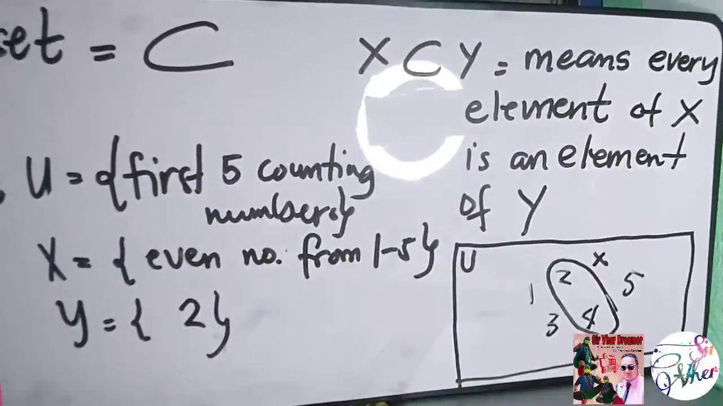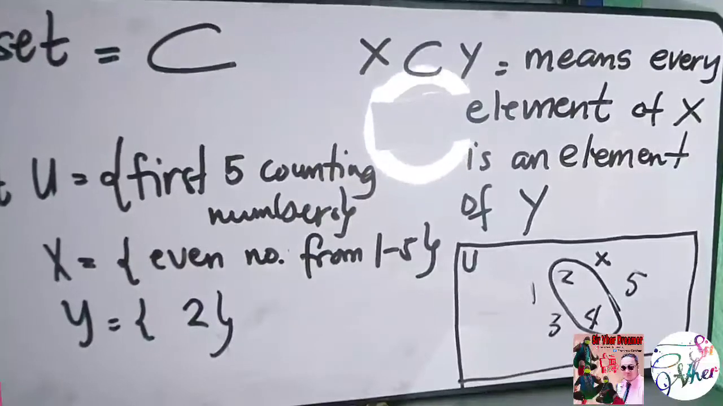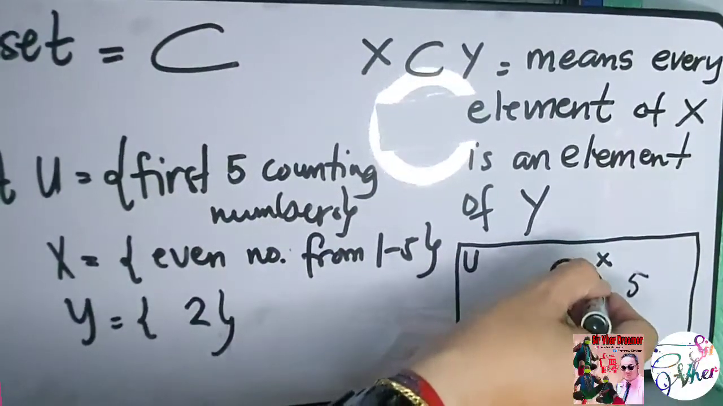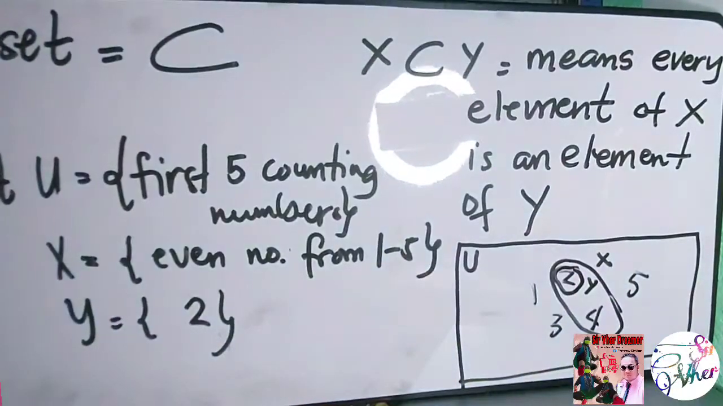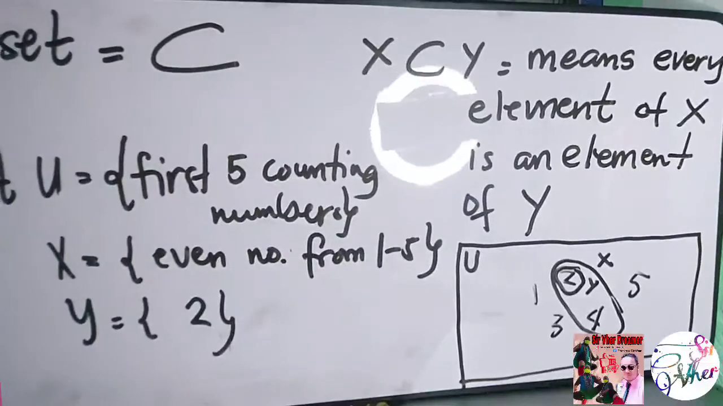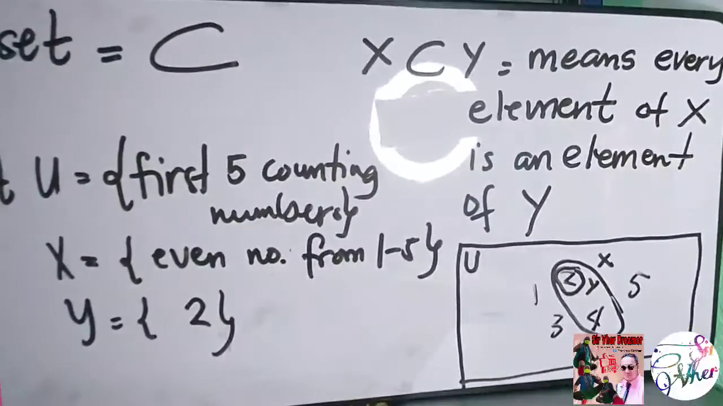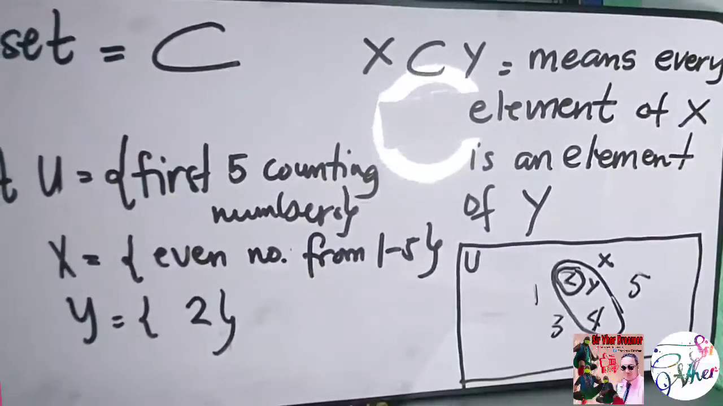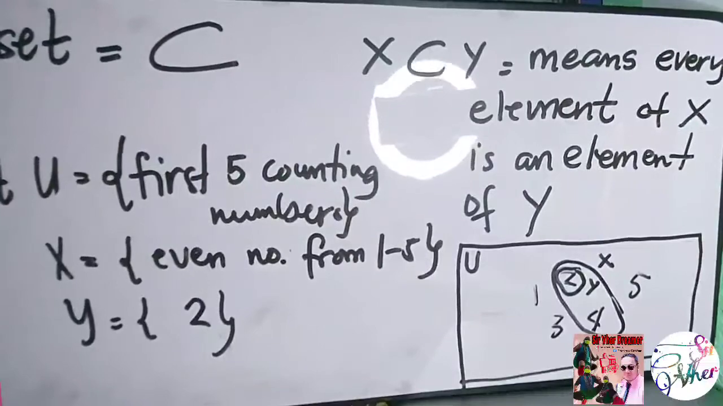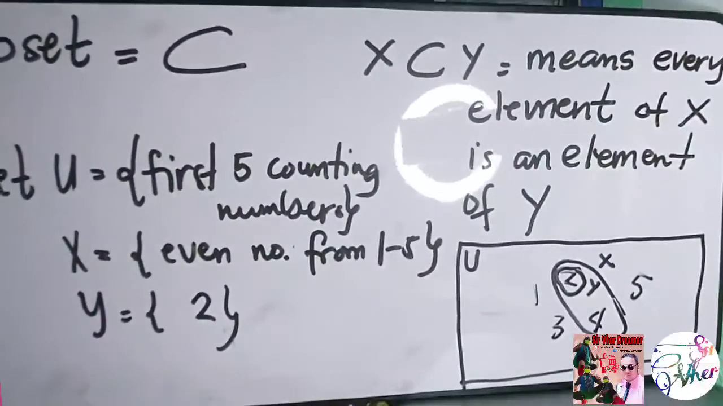And we have set Y. We have element 2. So that is Y. The element of Y is an element from set X. Did you get it? That is a subset. Meaning, all the elements from Y are elements from X. That is a subset. Very good.